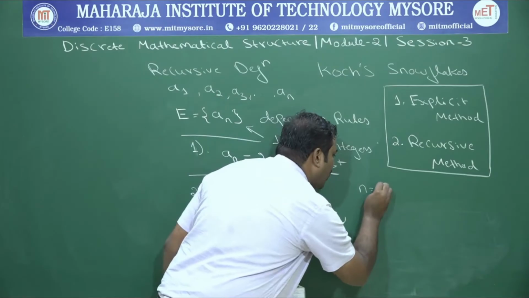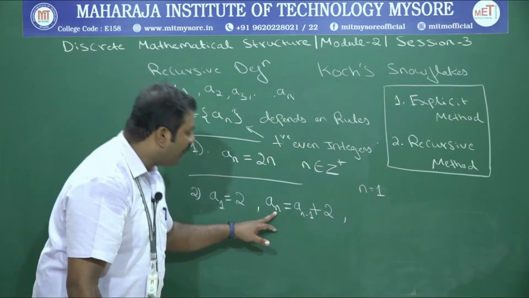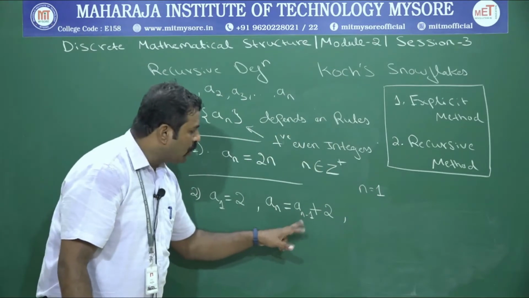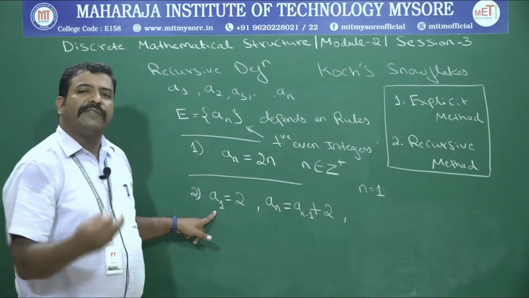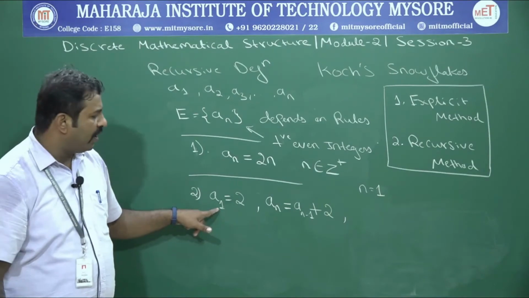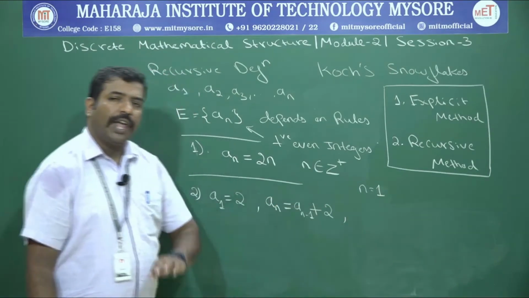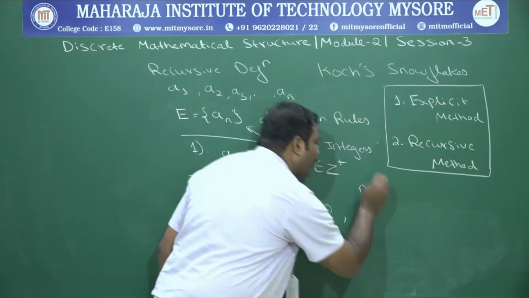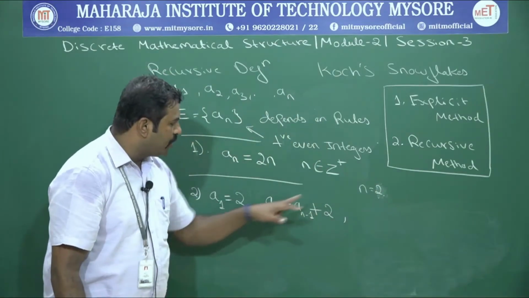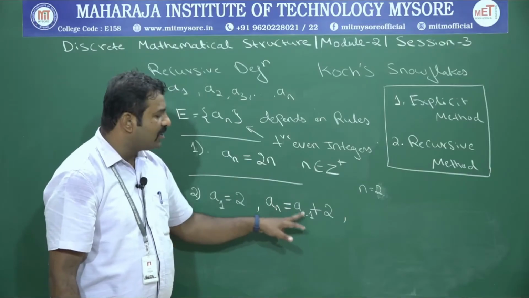So what if I start this with 1? a1 equals a of 1 minus 1, which becomes a0. Now what is a0? The base condition or base value itself will start at a1. Hence I cannot use n as 1 either. Now what if I use n equals 2? If n equals 2, then a2 equals a1.